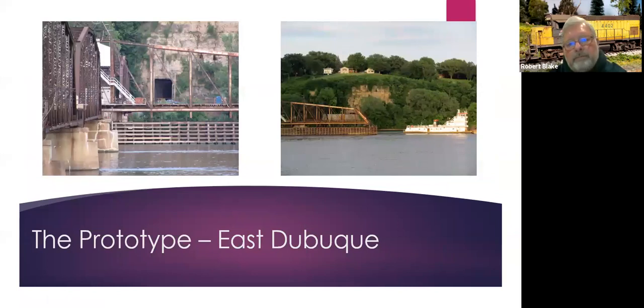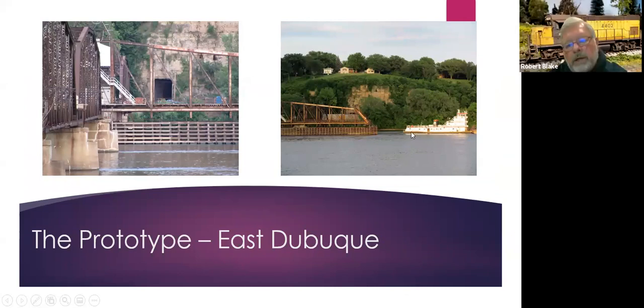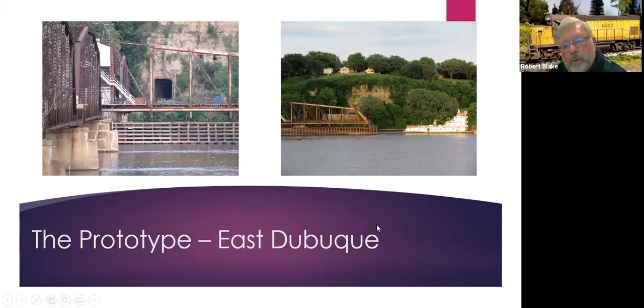Here's the prototype view taken from Dubuque. You can see the IC trackage coming out through the bluff and then heading directly to the bridge across the river. The other picture, we were kind of fortunate to catch a towboat going through the bridge, and you can barely see a BN train on the other side passing by as well. I was going to tease you, Bob, about saying the prototype went through a wall, but it actually does. It really does.